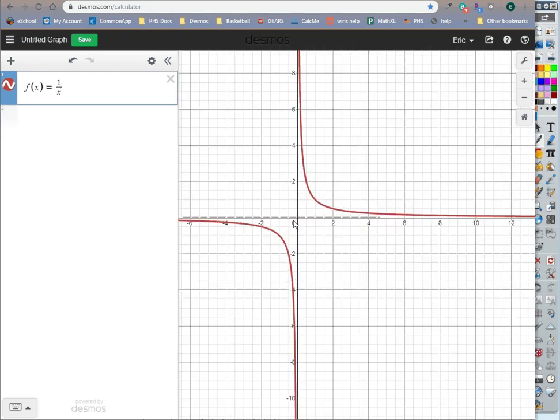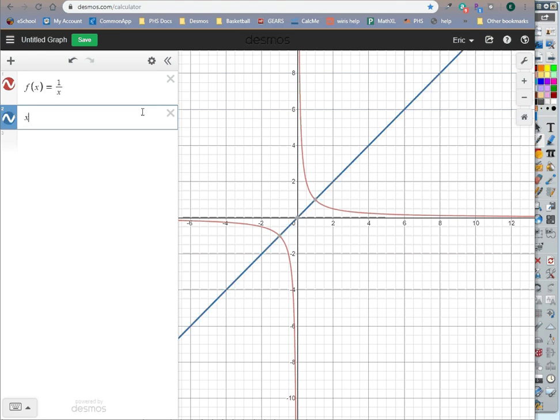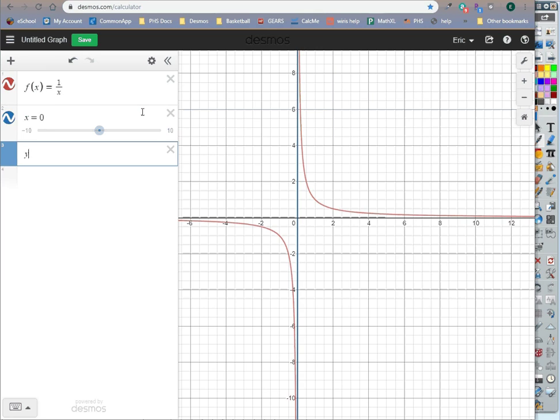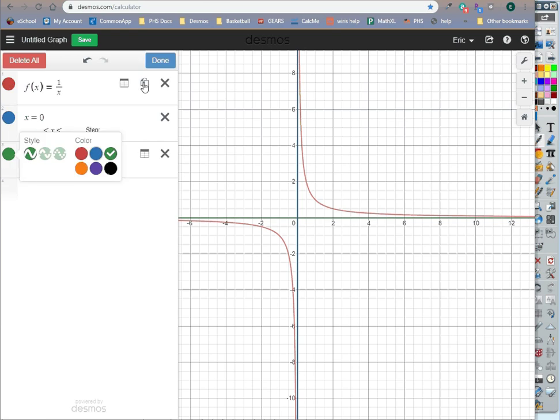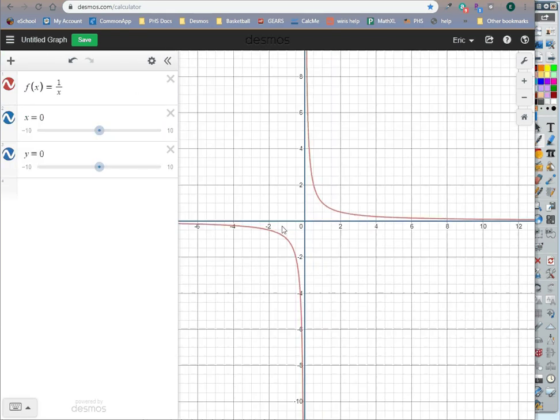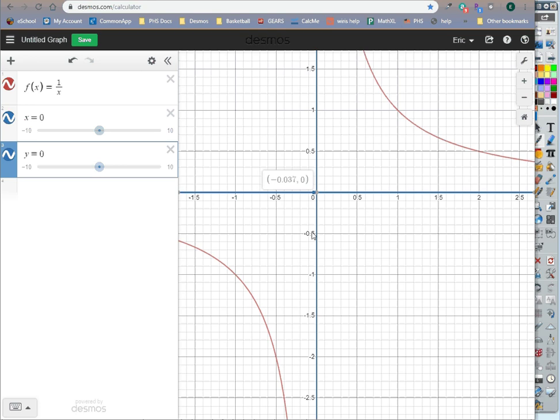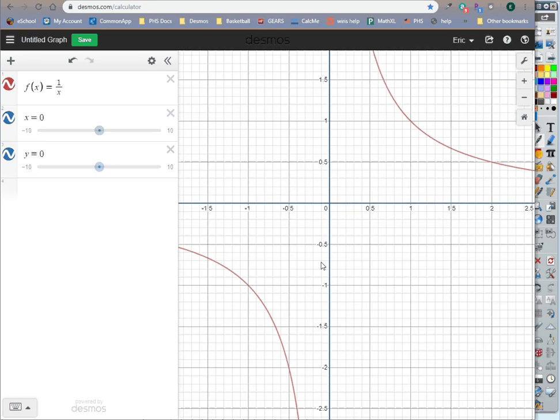You can't even see it. This is kind of an interesting thing to do. I want you to notice what happens, and this illustrates a point. Let me graph the asymptotes, the lines x equals 0 and y equals 0. I'll make these both blue. Now, when I zoom way in, you can see that the function is very different than the asymptotes, right?